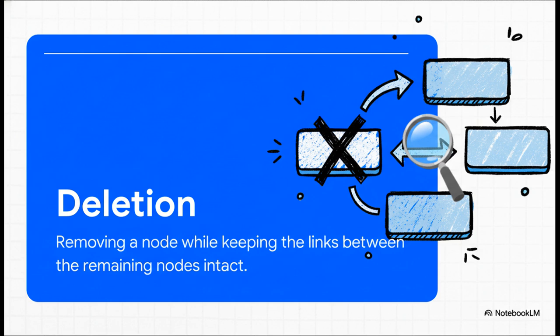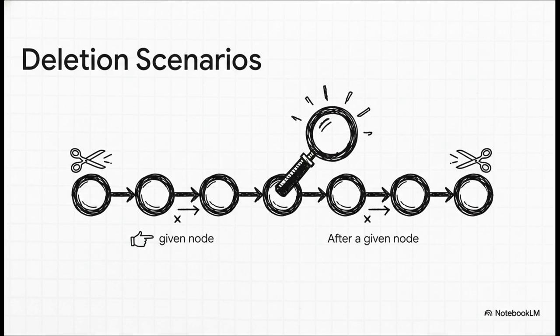And then you tell the node after the target to point back to the node before it. You're essentially creating a perfect little bypass around the node you want to get rid of. And this operation is incredibly versatile. You can snip a node right from the beginning, maybe like processing the first item in a queue. You can take one off the end, or you can find and remove a very specific item somewhere in the middle. This kind of flexibility is a huge advantage that linked lists have over more rigid structures like arrays.